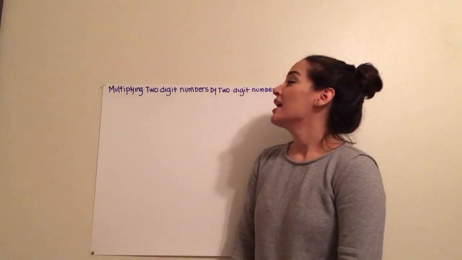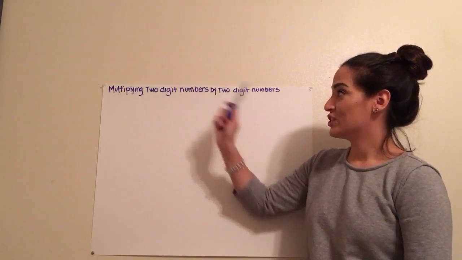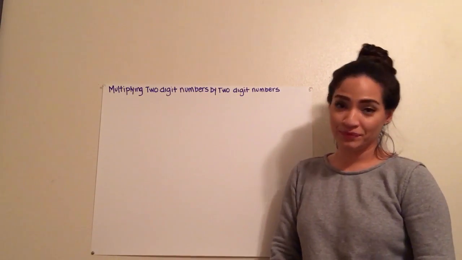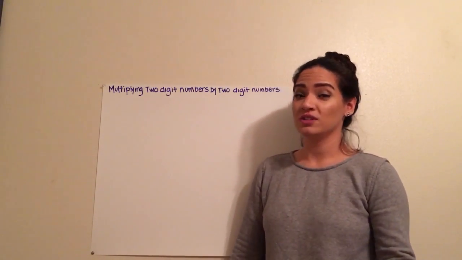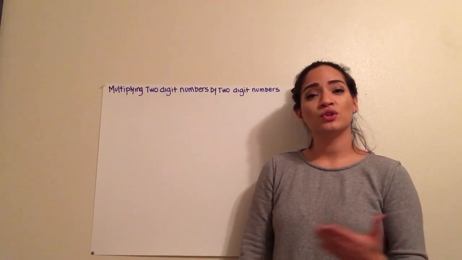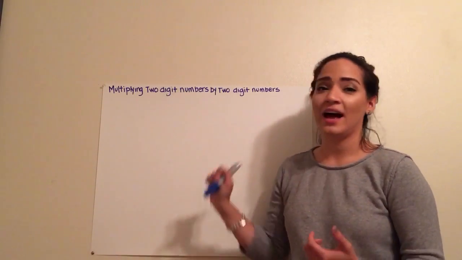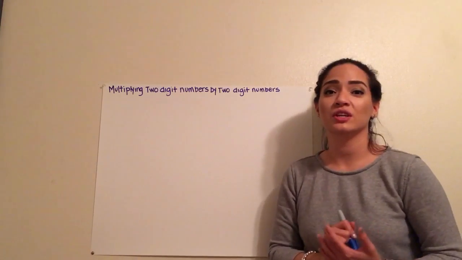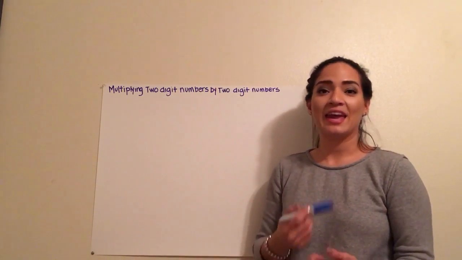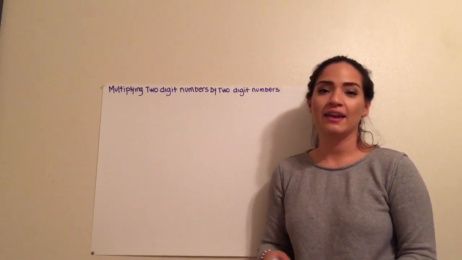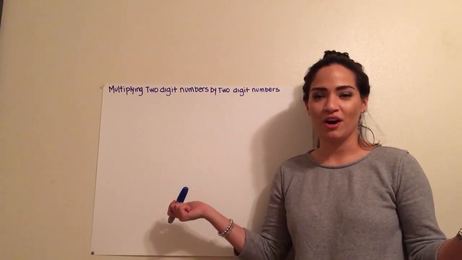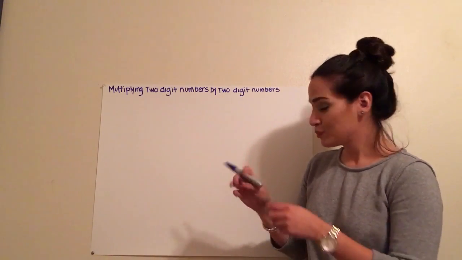Today we will be learning how to multiply two-digit numbers by two-digit numbers. The objectives or goals of this lesson will be that students will be able to multiply two-digit numbers by two-digit numbers using strategies like area array models and getting partial products.